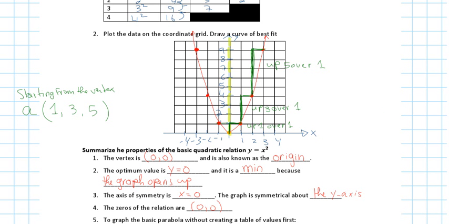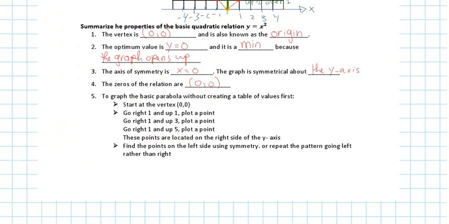So this is what this says. The graph of the basic parabola without creating a table of values: start at the vertex. They go right first and then up. I like to go up first and then right. So go up 1 to the right 1, up 3 to the right 1, up 5 to the right 1. These points are located on the right side of the y-axis. To find the points on the left side, use the symmetry or repeat the pattern going to the left. So up 1 to the left 1, up 3 to the left 1, up 5 to the left 1.